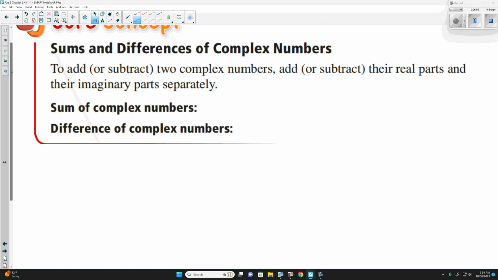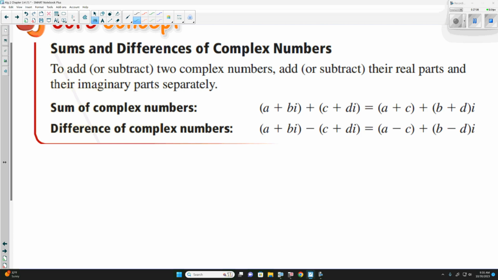Sum and difference of complex numbers. To add or subtract two complex numbers, add their real parts and their imaginary parts together separately. So a plus bi plus c plus di. But we'll add the a and c, b and d, and get our answer. Same with subtraction.